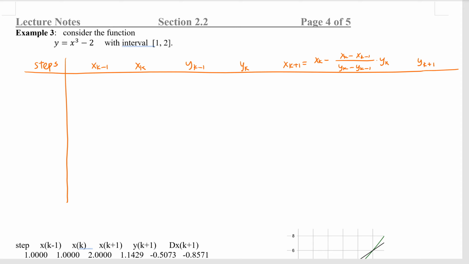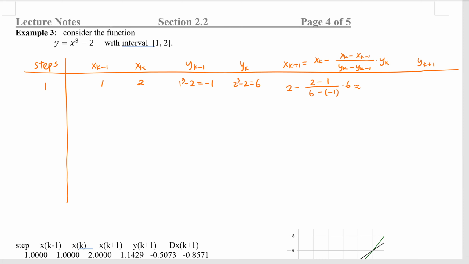Okay, let's start. Step 1, we have 1 and 2, right? yk minus 1, so when we plug in 1, 1 cubed minus 2 is minus 1. yk is 2 cubed minus 2, which is 6. So far, so good, everybody? Okay, xk plus 1. xk is 2, so 2 minus 1 on top, and then yk, 6 minus negative 1, times 6.